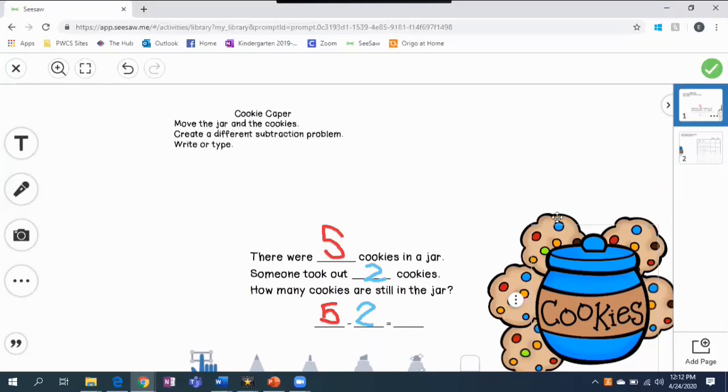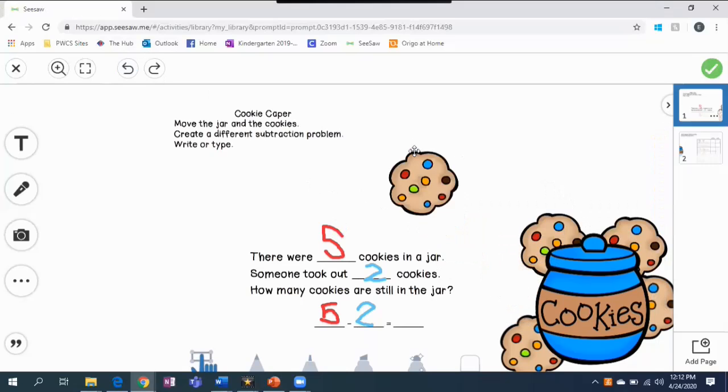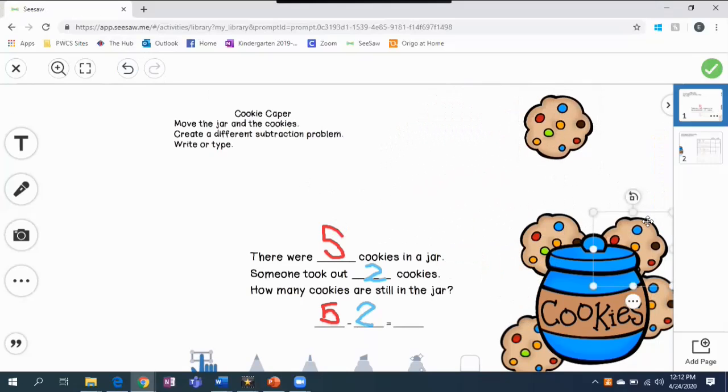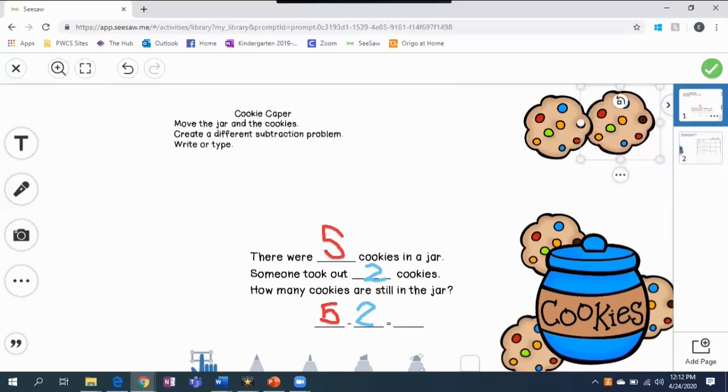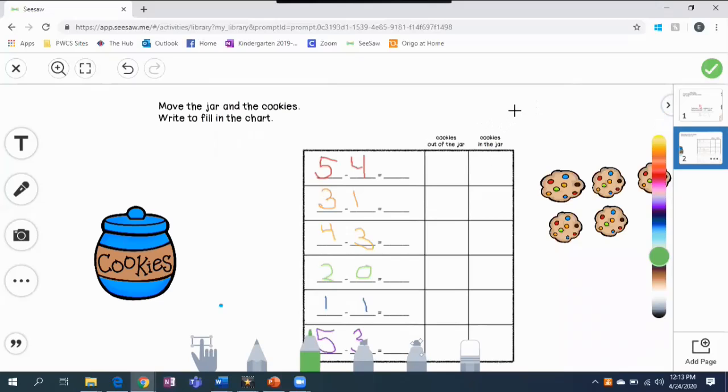So now I'm going to go ahead and move 1, 2 cookies out of the jar. Now, how many cookies are left? 1, 2, 3. 3 cookies are left. So our answer is 3. There we go.